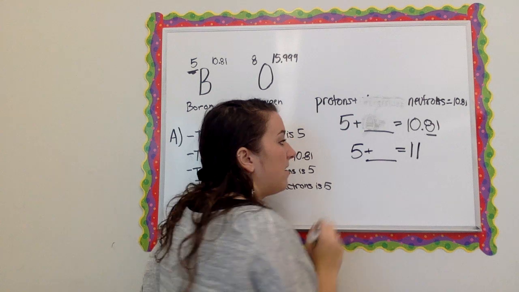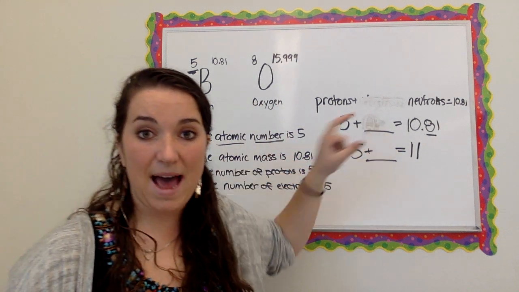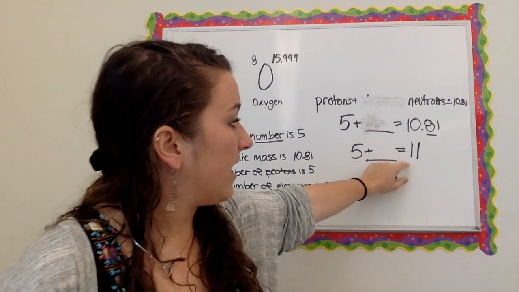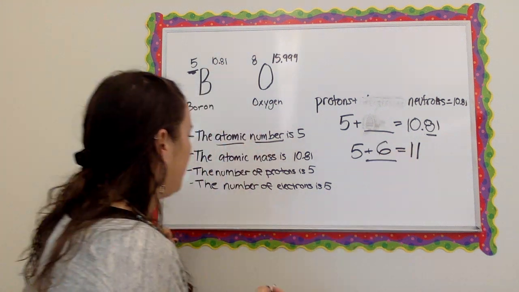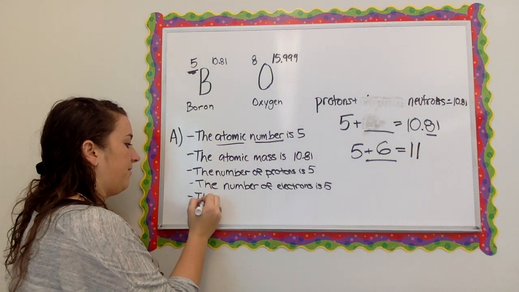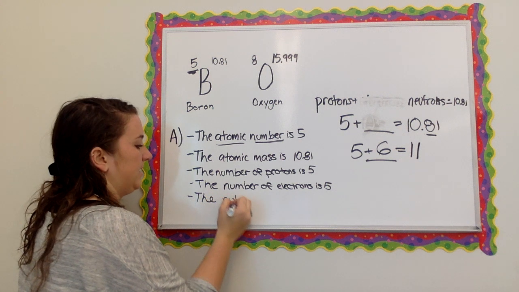And then 5 plus the number of neutrons, or the mass of the neutrons, will get us to 11. So I know that there are 6 neutrons. So the number of neutrons is 6.